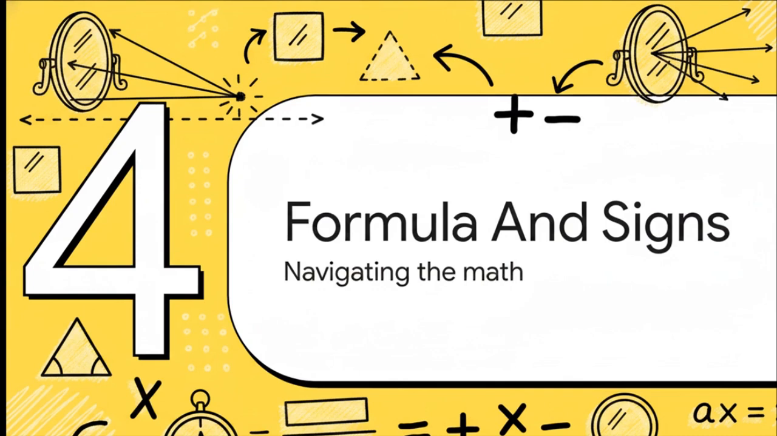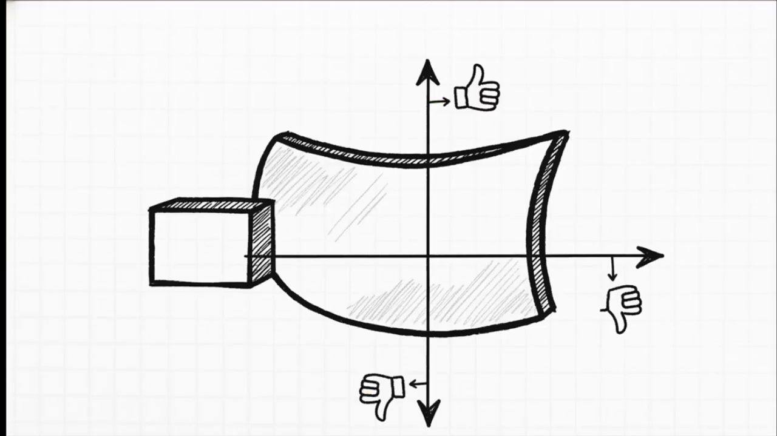Section 4. Mirror formula and signs. Okay, this is the part where most students start to panic, but we are going to navigate this math safely together. Treat the mirror's pole just like the origin, that 0, 0 point on an XY graph from math class. Left of the mirror is negative, right of the mirror is positive. Above the principal axis is positive height, below is negative height.